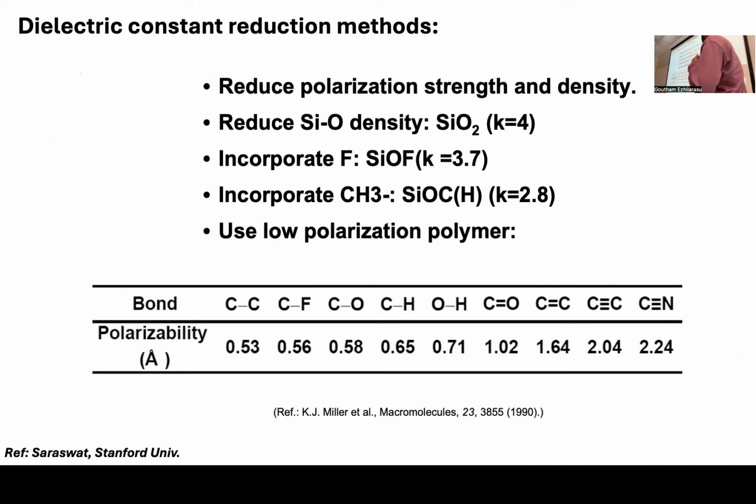You can also do it with carbon, so you can have SiOC as well. Generally, carbon bonds have a lower polarizability as compared to silicon bonds. That's why organics generally have a lower dielectric constant than silicon oxide or silicon-based materials. If you look at most of the carbon bonds, carbon-carbon, carbon-fluorine, and so on, they have a much lower polarizability as compared to a silicon oxide or a silicon nitride bond. So the more carbon that you put into your system, the lower the dielectric constant actually is.